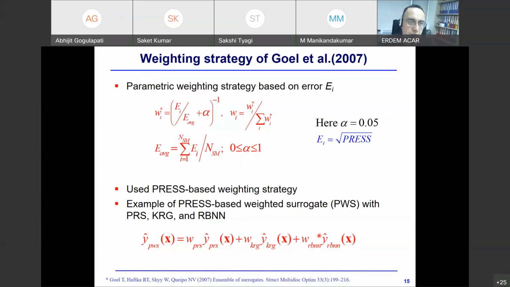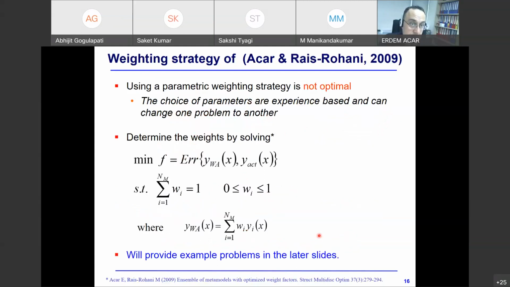Now, instead of this parametric weighting strategy, there is another way to determine the weights, which is by solving an optimization problem. That is, we want to minimize the error of our weighted average model such that the optimum values of the weight factors are determined.